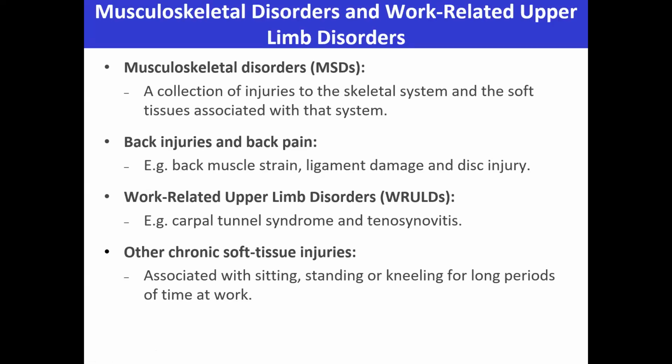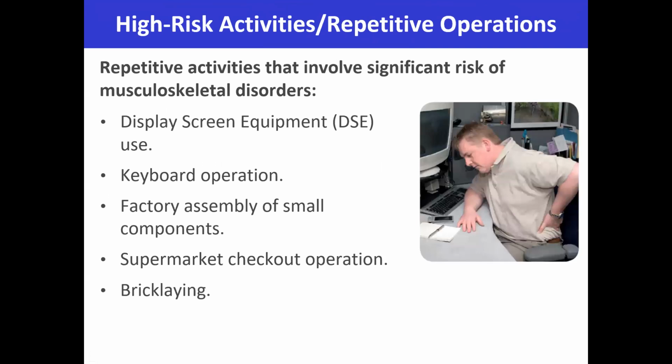Basically, musculoskeletal disorders (MSDs) are a collection of injuries to the skeletal system and the soft tissue associated with that system. The most common health issues related to musculoskeletal disorders are back injuries, back pain, sprain, damage of the ligament or disc injury, WRULDs or work-related upper limb disorders. These are common musculoskeletal issues. And then there are chronic injuries of your soft tissue, such as from continuous sitting, standing, or kneeling for long periods. These are the musculoskeletal disorders which can affect the health of the workers.